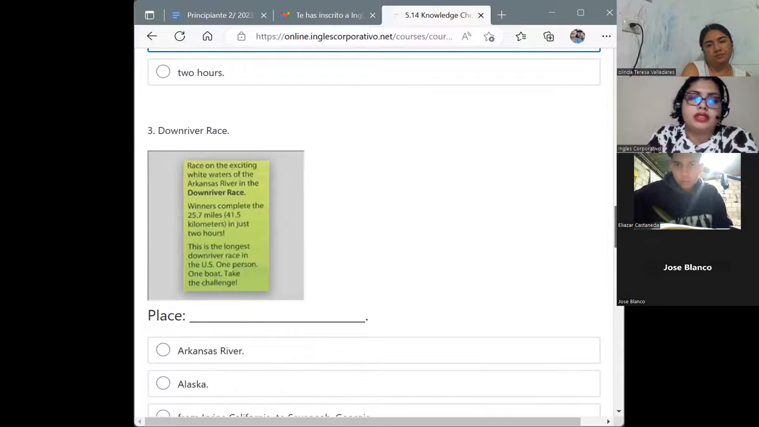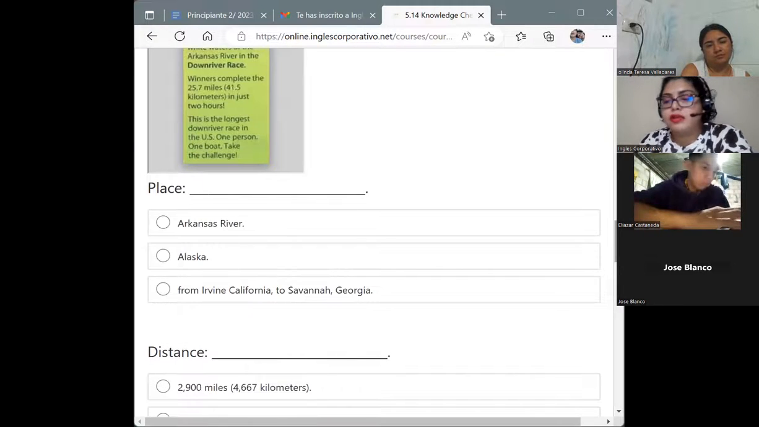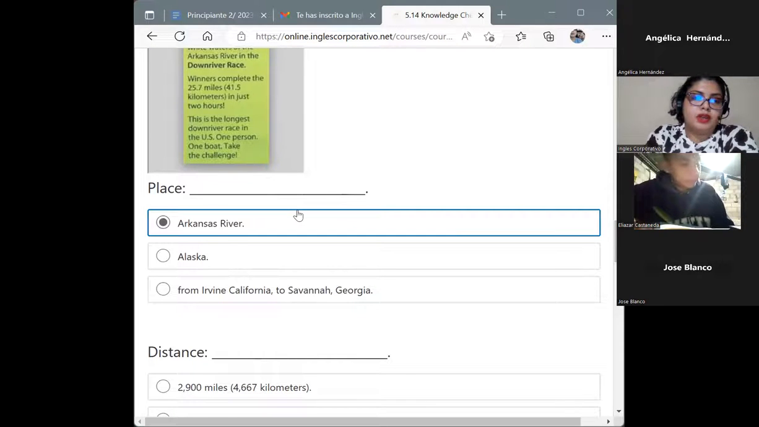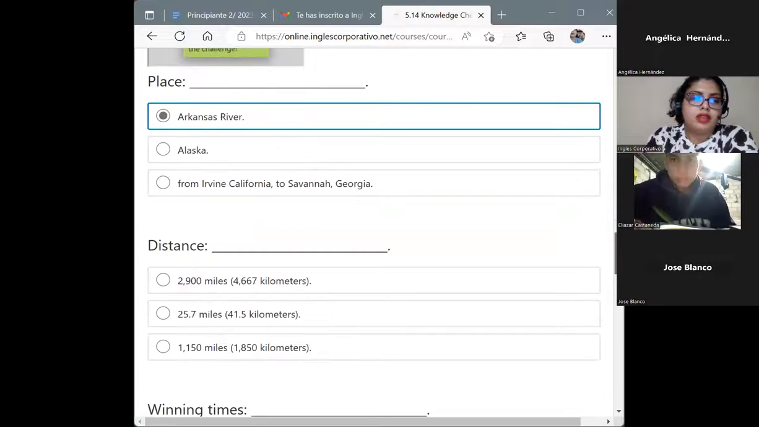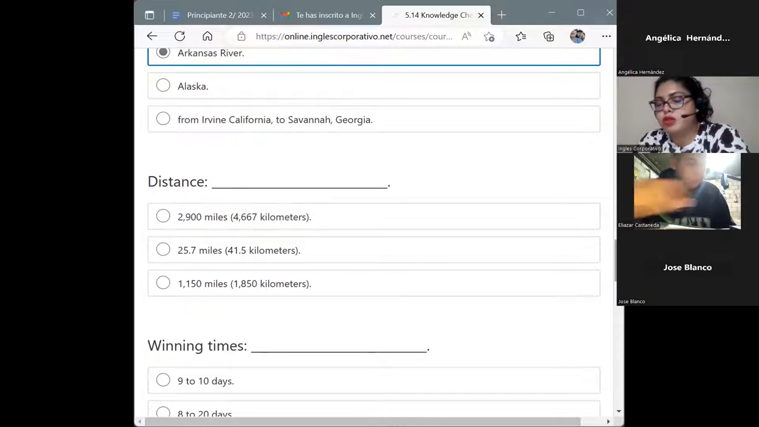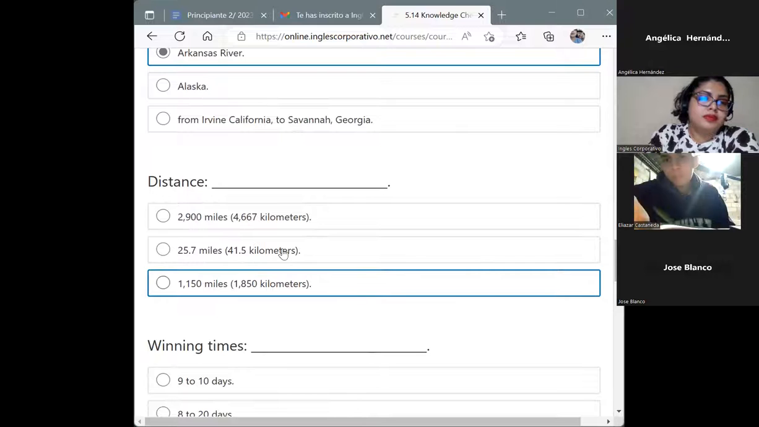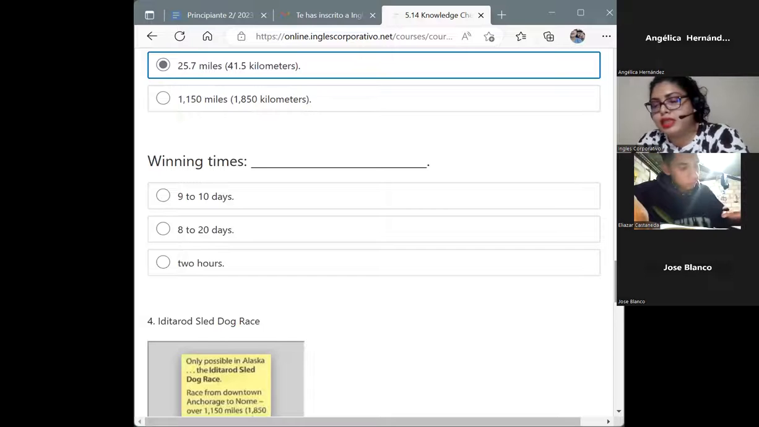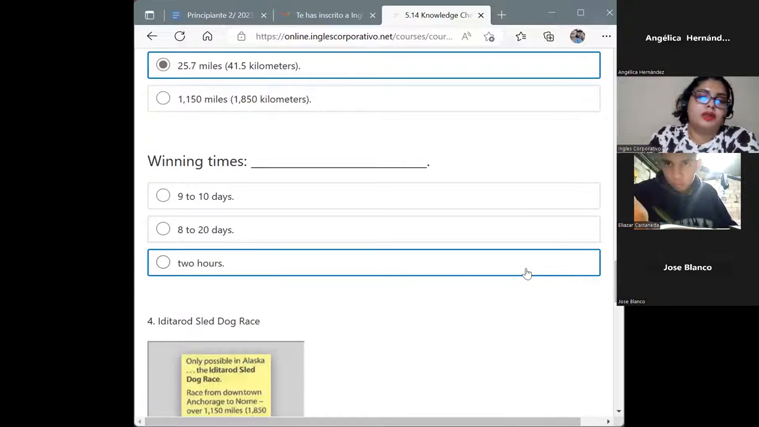Dam River Race. ¿En qué lugar se lleva a cabo esta carrera? Arkansas River. Okay, en Arkansas River. ¿Cuál es la distancia? Number one, number two, or number three? Number two. 25.7, okay. And winning time, ¿cuál es el tiempo para ganar? 2 hours. 2 hours, okay.